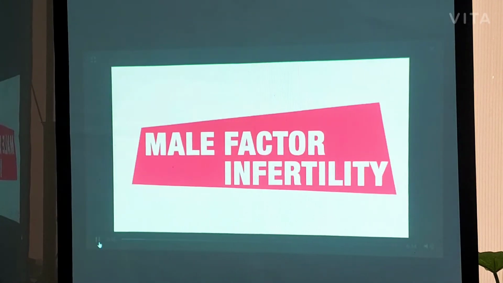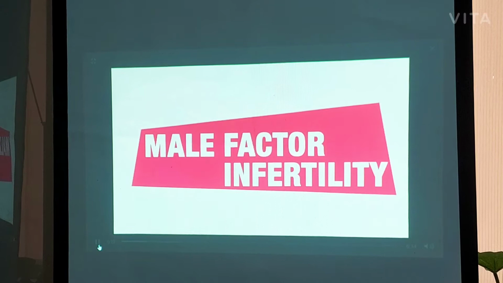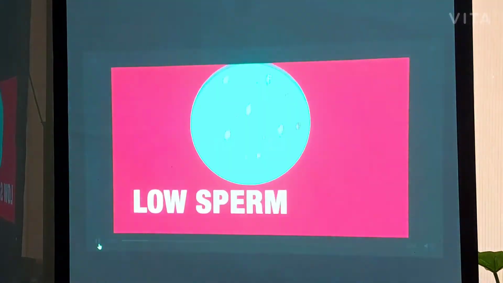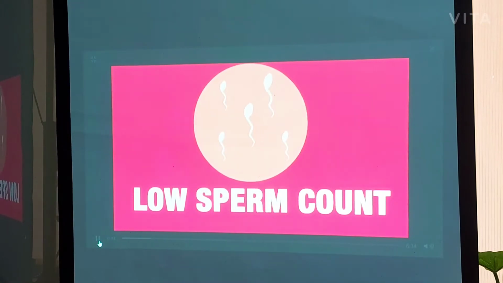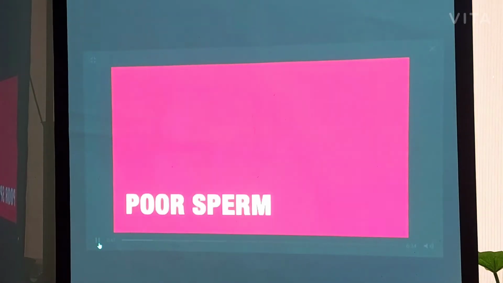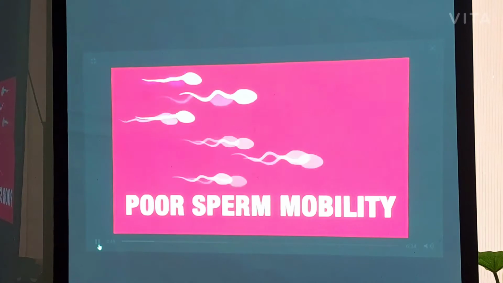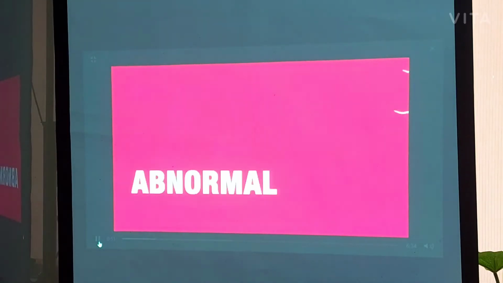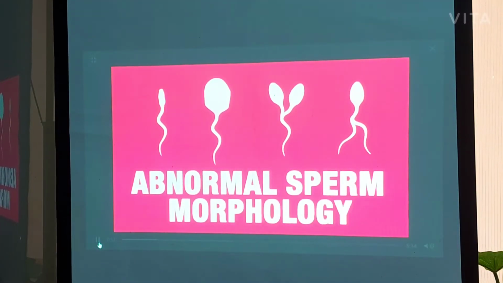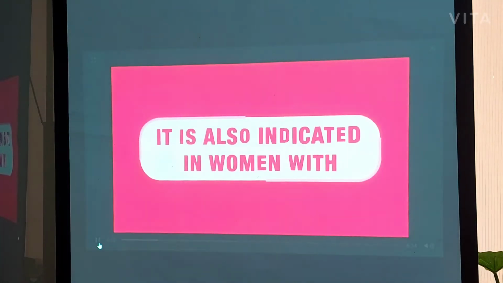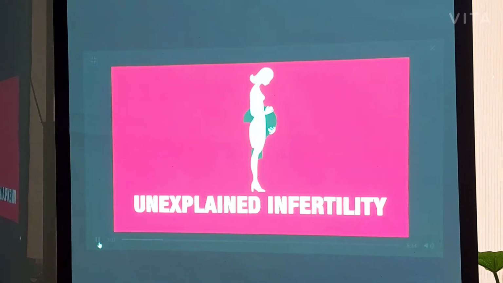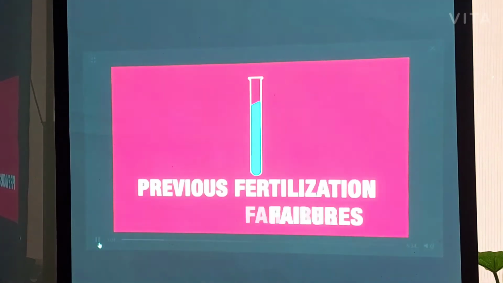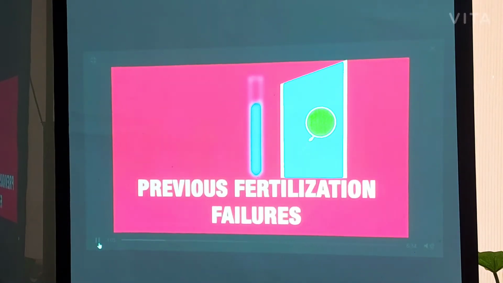Where is ICSI used? It is used in severe male factors like severe OATS, where the sperm count is very low and the motility is absent or very poor, and where the sperm morphology is not at all good, less than 4% normal sperms. It is also indicated in women with unexplained infertility, in cases where there are 3 or more failed IVFs, and also previous failed fertilization cases.